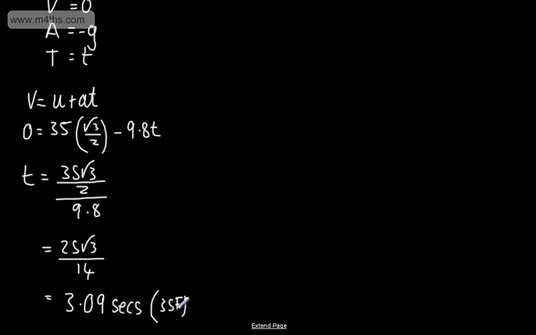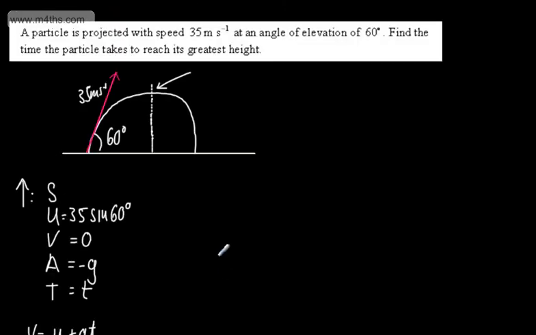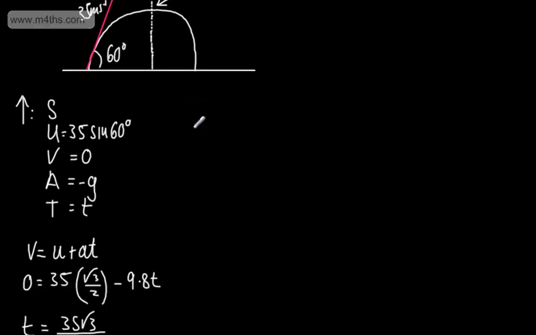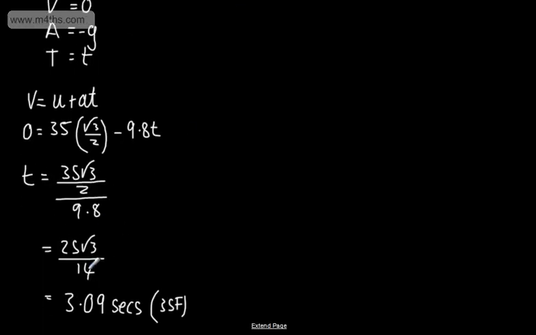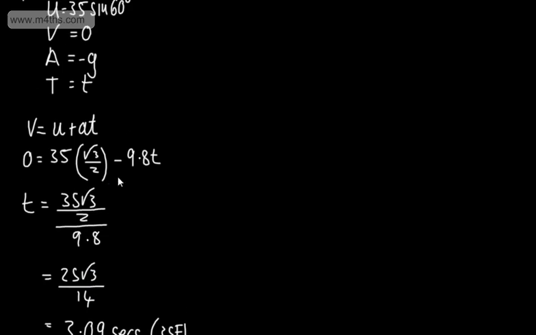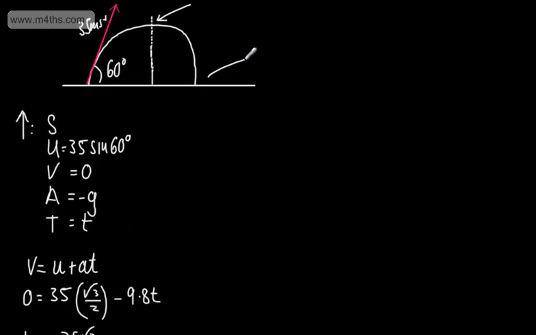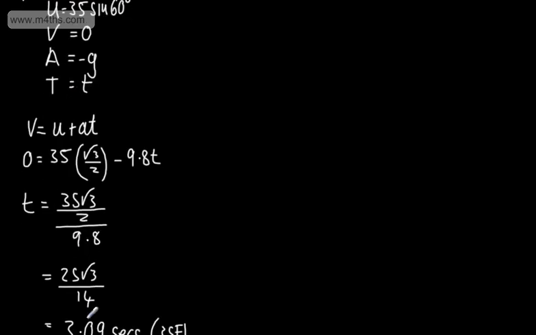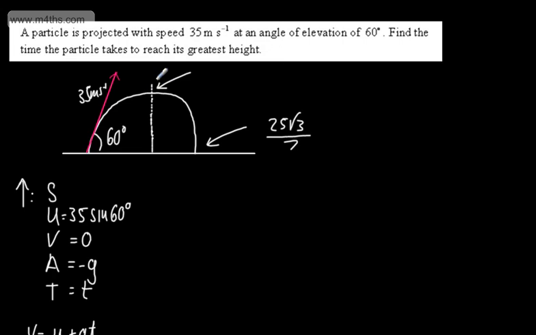Okay, at this stage, let's move this on. What else could we do from here? Well, we can tell the time that it hits the floor. If we wanted to, we could work out this time. It's simply going to be double this value. So if we double this up, the time it takes to get to here is going to be 25 root 3 over 7, and that would give us the time. All I've done is said, well, if it takes 25 root 3 over 14, or 3.09 seconds, to get to this midpoint, where it's at its maximum height and its minimum velocity right here, then we simply double that up.